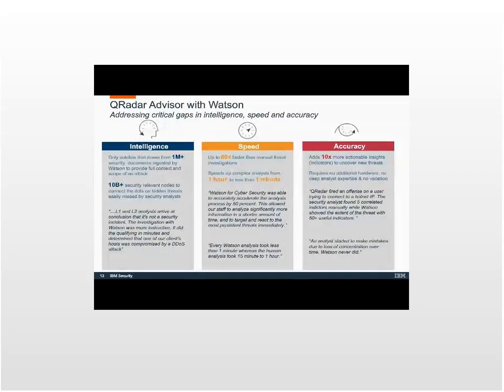We have seen a number of partners and customers accelerate their threat investigations up to 60x faster than they have ever done before. Of course, it depends on their organizational settings and others, but 10 to 60x is the range that we have been able to see for many of our customers.